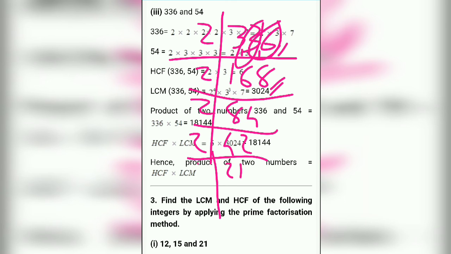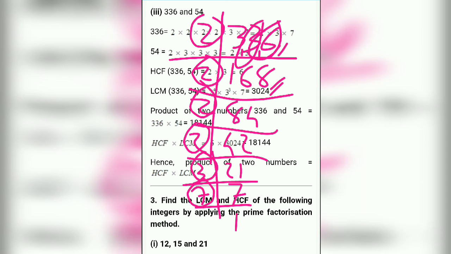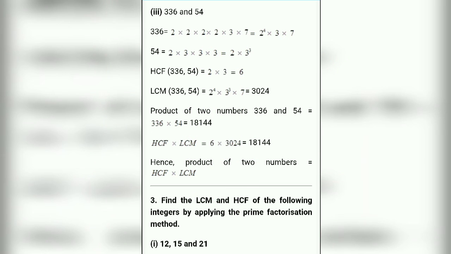Now for the 21, 3 7s are 21, and at last 7 1s are 7. So here we have 2, 2, 2, 2, 3 and 7. 2 four times, and 3 and 7. These are the prime factors of 336. 2 multiply 2 multiply 2 multiply 2 multiply 3 multiply 7.